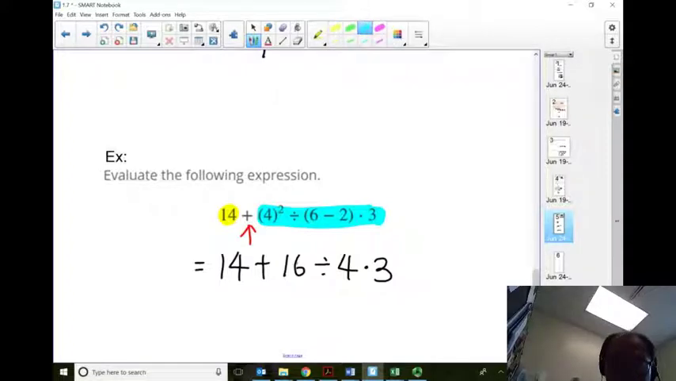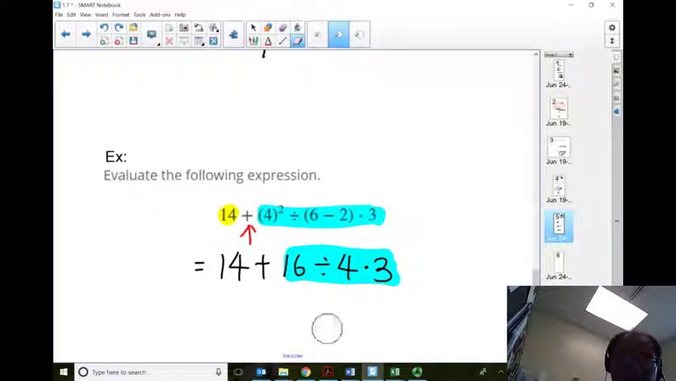All right, so this is still my second term. I'm not quite done yet. I need to figure out what my second term is going to be before I worry about the plus 14 on the front. So now 16 divided by 4 is 4. 4 times 3 is 12. So my second term turns out to be 12.